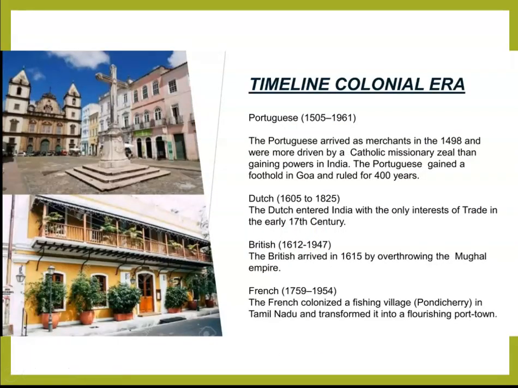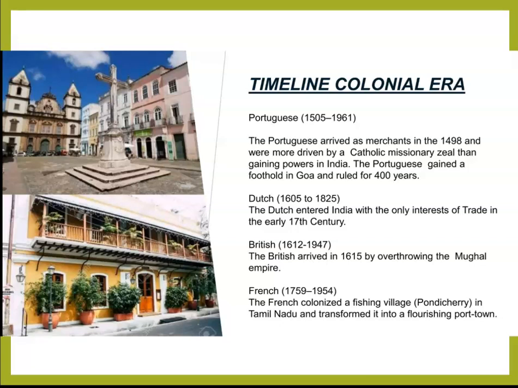And the timeline of the colonial era. So we were ruled by the Portuguese, Dutch, British, and French. The Portuguese were the first to come into India, by 1505, and they ruled till 1961. They came for merchandise in 1498 and started their rule from 1505. They were driven by Catholic missionary zeal and were gaining power in India. This Portuguese era is found in Goa, and they ruled over Goa for 400 years.